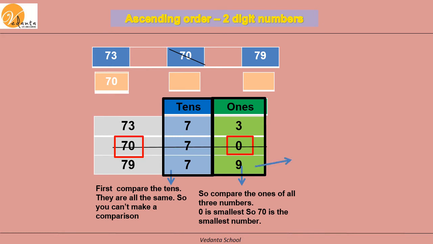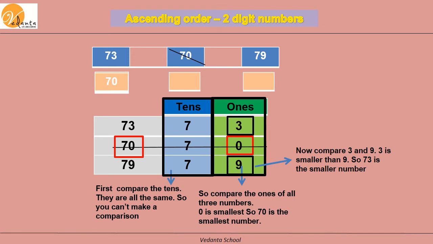Next, what will you do? We still have more comparison left. You will compare 3 and 9. Which is small? 3 is smaller than 9, right? So 73 becomes smaller than 79. So you will cut that and write it in the second place. The last number is the largest number, which is 79. You will cut that also and write it in the third place.